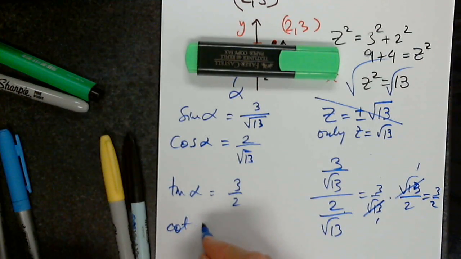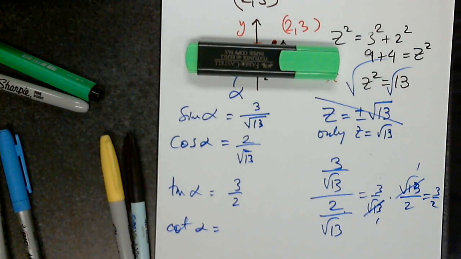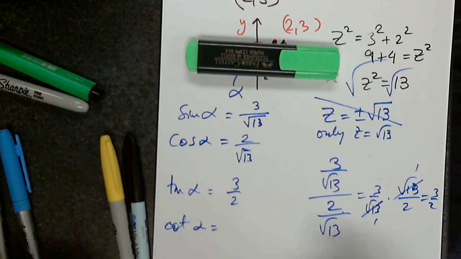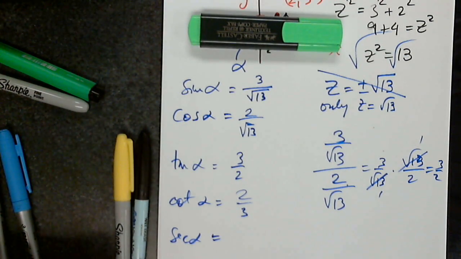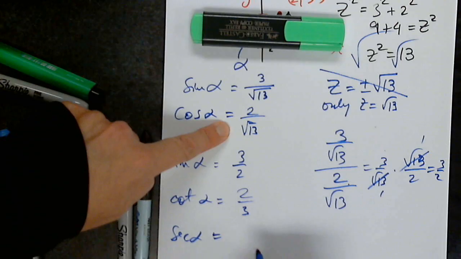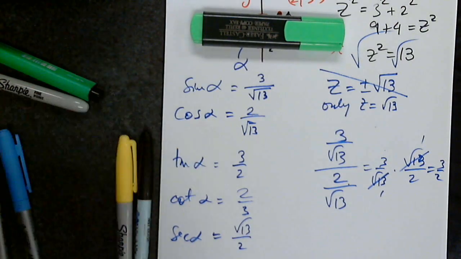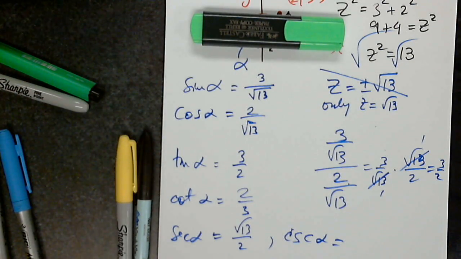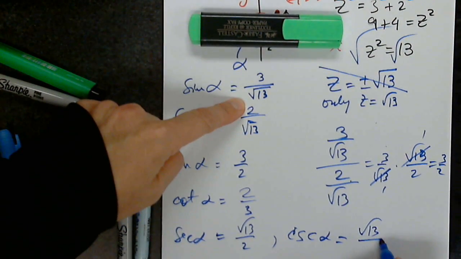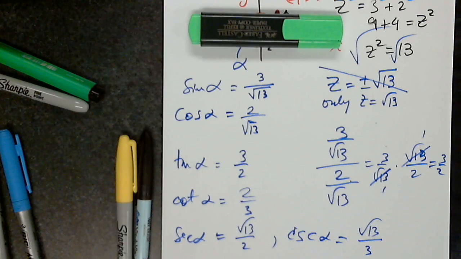I know cotangent, because I know it's 1 over tangent. 1 over tangent. So what is cotangent? Right, which is 2/3. I know secant alpha, which is 1 over cosine, so it's the square root of 13 over 2. And then I know cosecant alpha, which is 1 over sine, so it's the square root of 13 over 3. I only need 30 seconds.